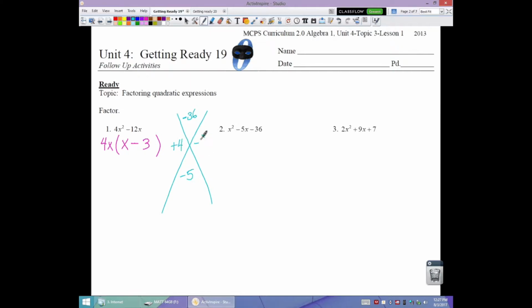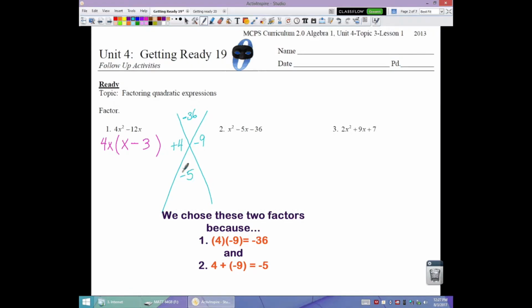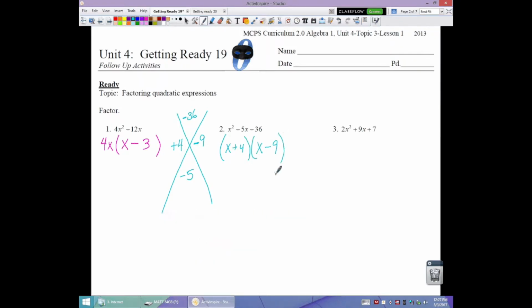I would want positive 4 and negative 9, choosing to set it up that way because my overall sum needs to stay negative, so I put the one with the larger absolute value as my negative. These factors are x plus 4 and x minus 9. And then number 3. I look for a GCF. I don't find one.